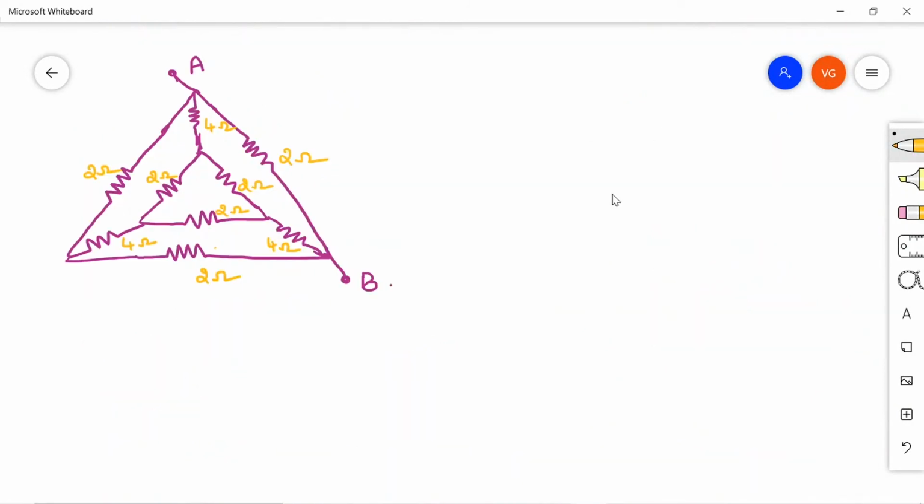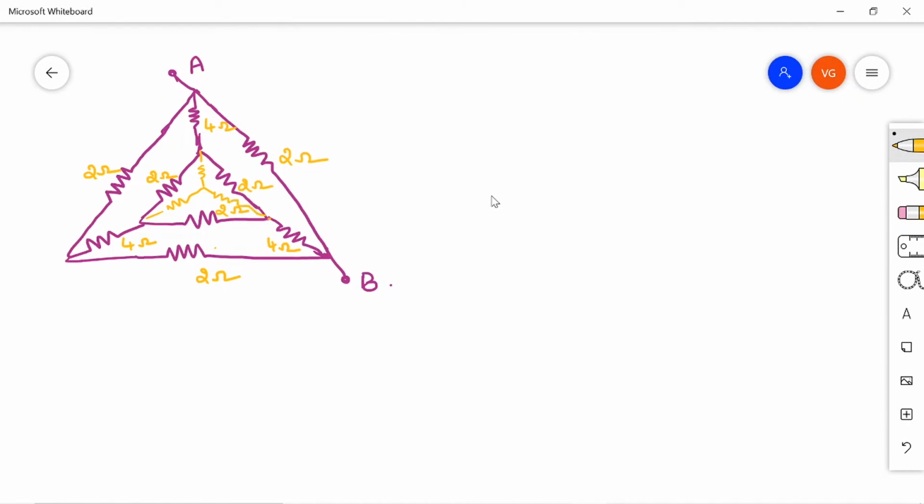Let us see the third problem. Here you are given a circuit like this, and they are asking you to find the equivalent resistance between A and B terminals. So if you observe, I have a triangle inside here, right? So this is like a delta. Now this inner delta, you try to convert that into star, right? If you draw that inner delta to star, that will be like this, right?